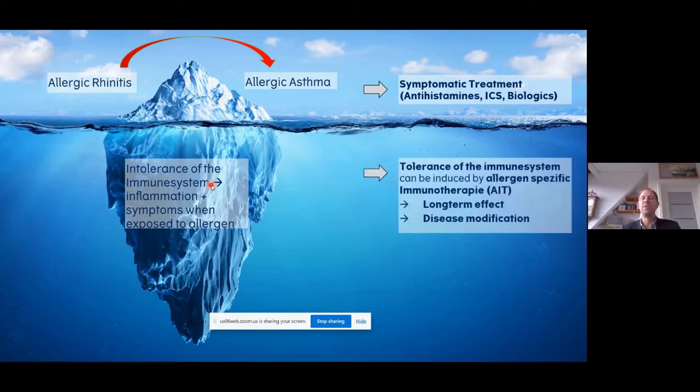We can do it with immunotherapy. In immunotherapy, we expose the immune system to very high dosages of the allergen. And with this, the immune system learns that this allergen is not dangerous and that there is no need to react with an inflammation. And with this treatment, we can get long-term effects. We can also modify the disease, meaning we can prevent progression from rhinitis to asthma, but also prevent the progression from a mild asthma to a more severe asthma. And with this, we also can prevent the need for biologics, most likely.